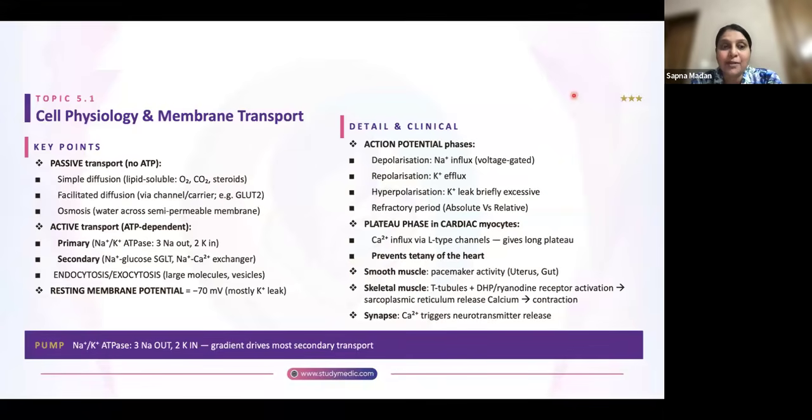Now, the secondary active transport includes the sodium glucose SGLT and the sodium calcium exchanger. The sodium calcium exchanger is also present in the cardiac myocytes, and it is responsible for the plateauing in the cardiac action potential.